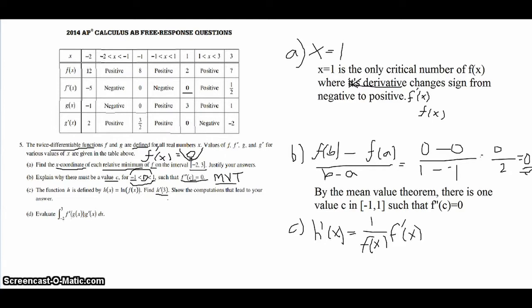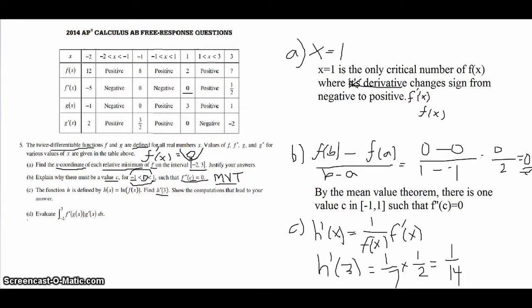And to solve for h prime of 3, we plug in 3 to x, and we get h prime of 3 is equal to 1 over f of 3, which is 7, times f prime of 3, which is equal to 1/2. And by this we get h prime of 3 is equal to 1/14.